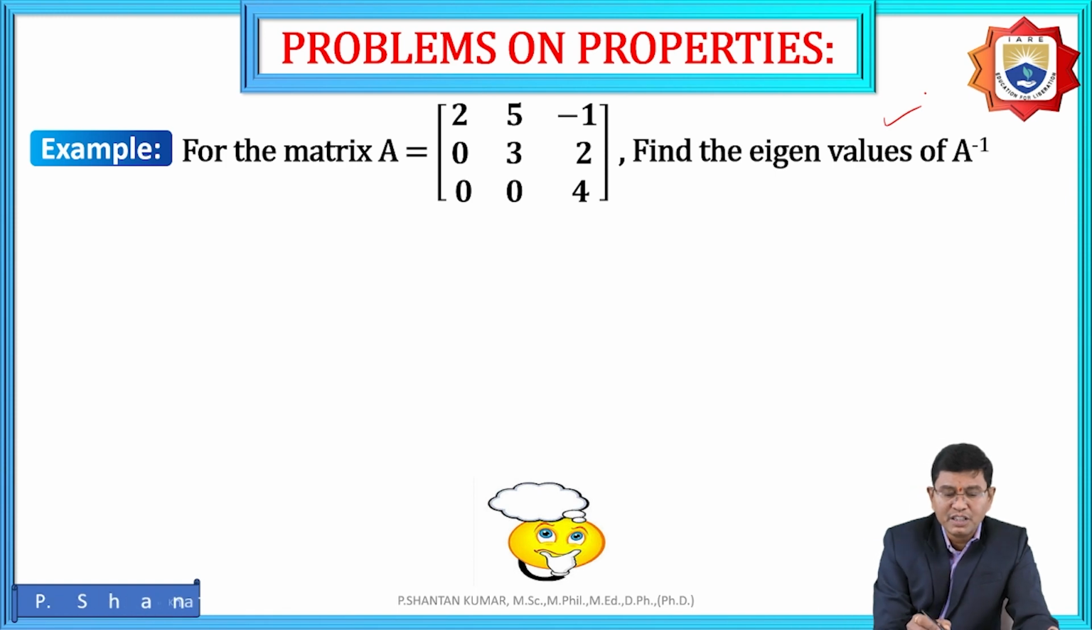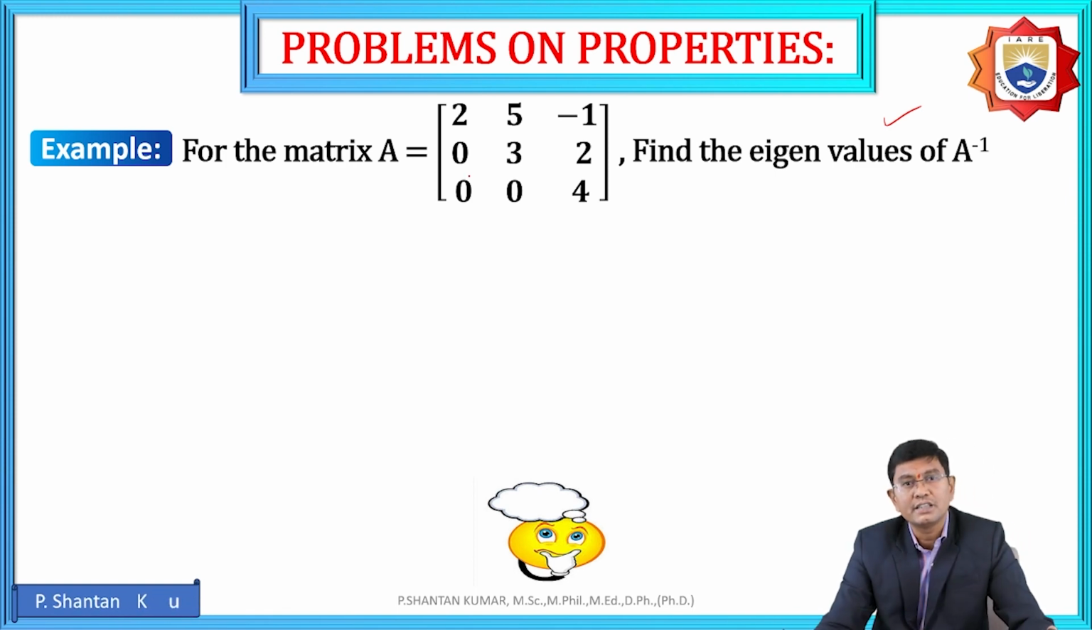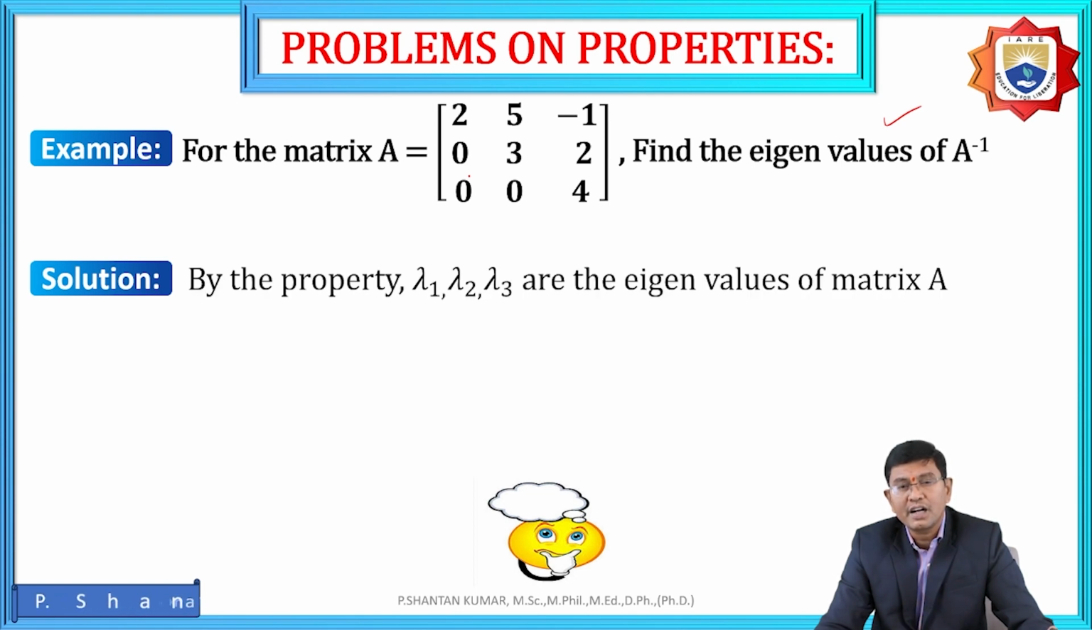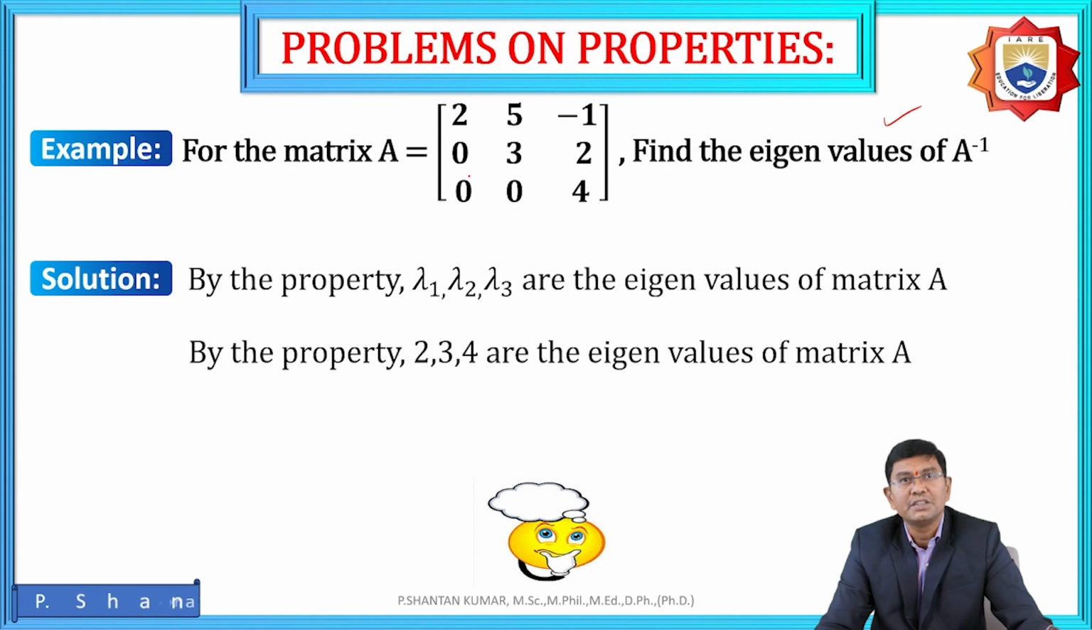Observing the matrix, it is clearly an upper triangular matrix, where the elements below the diagonal are 0. Therefore, by the property of the upper triangular matrix, the eigenvalues are the diagonal elements. The diagonal elements are 2, 3, 4. Therefore, 2, 3, 4 are the eigenvalues of the given matrix A.